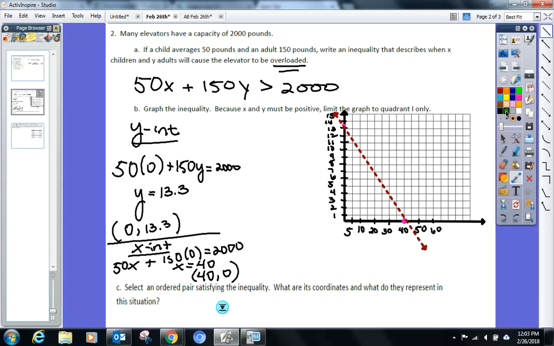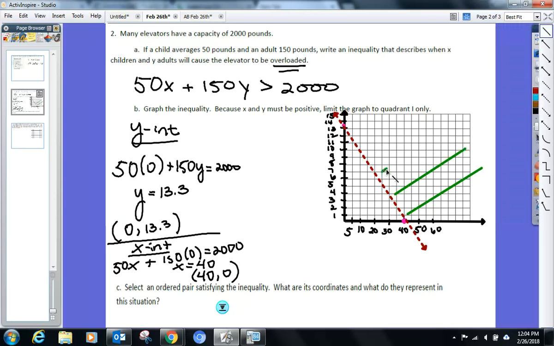How about I shade? There's a huge part. Yeah, shade, everybody. Above or below? We'll pick 0, 0. Let's find out. Everyone go ahead. Plug in your old 0, 0. Does it work? Is 0 greater than 2,000? Nope. So shade away from it. Go ahead, everybody. Shade away. Now that's a good graph.